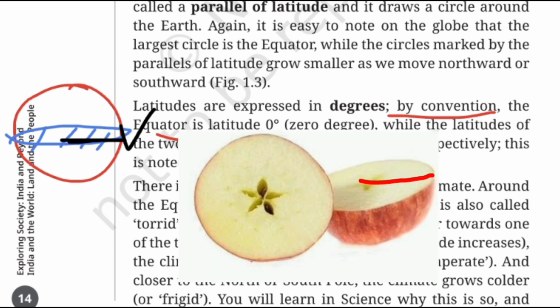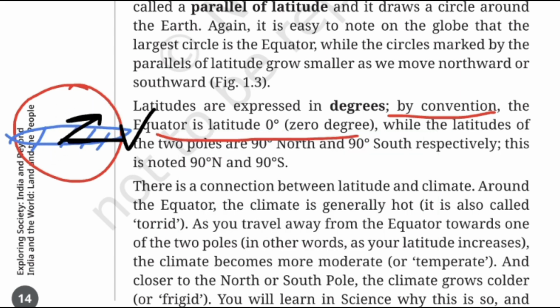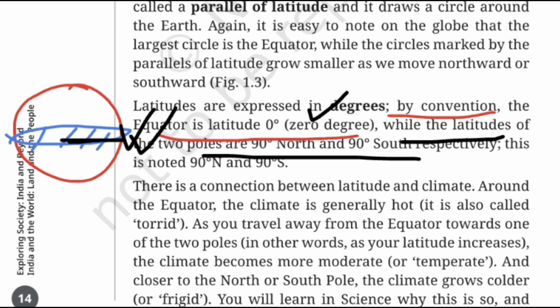Just assume you are cutting the apple and drawing a line on it. That line will not make any angle. If it makes some angle, it will be out of that plane of the apple. So the angle is 0 within the equator plane, and we denote the equator as 0 degree. The latitudes of the two poles are 90 degree north and 90 degree south respectively.